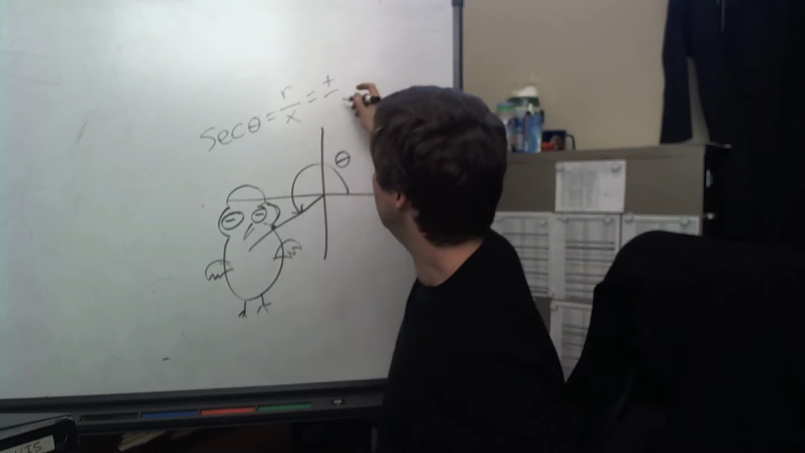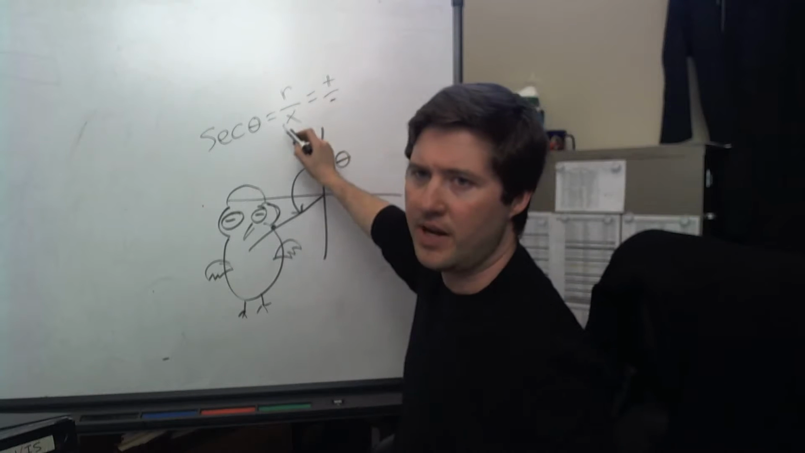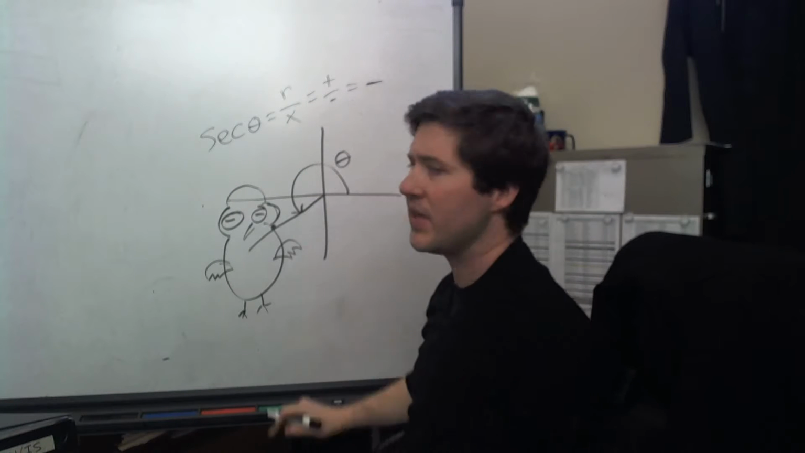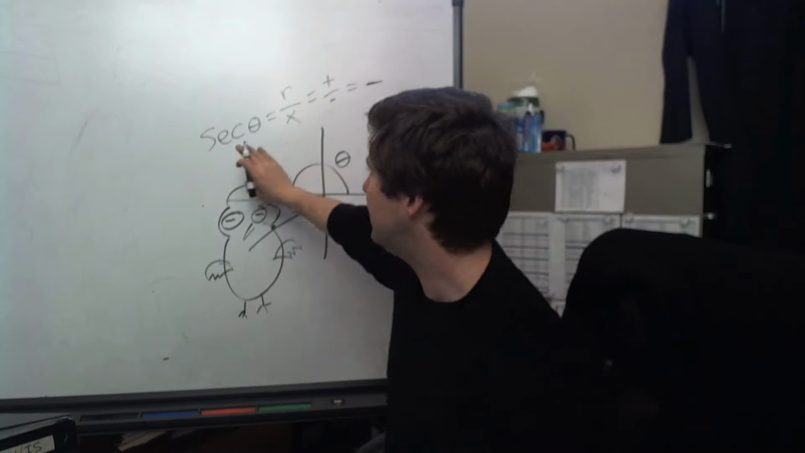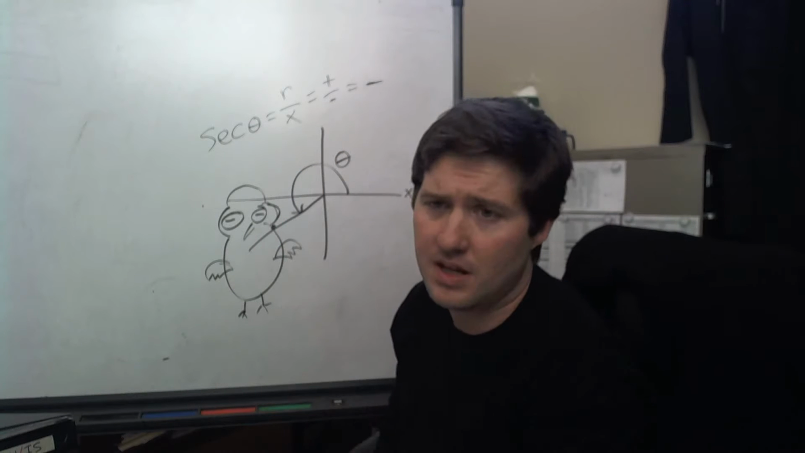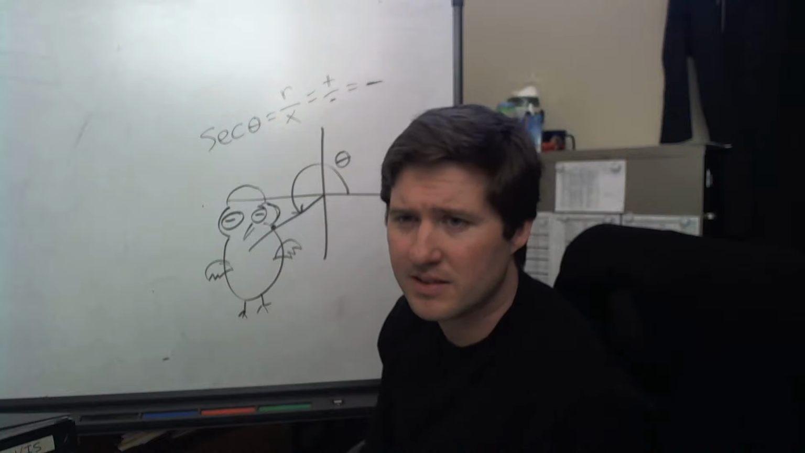So we've got a positive over a negative. Right? Positive r value, negative x value. What's positive divided by negative? That's a negative. So in quadrant 3, secant has to be negative. And that's it. Minus the drawing, this should only take you a few seconds.